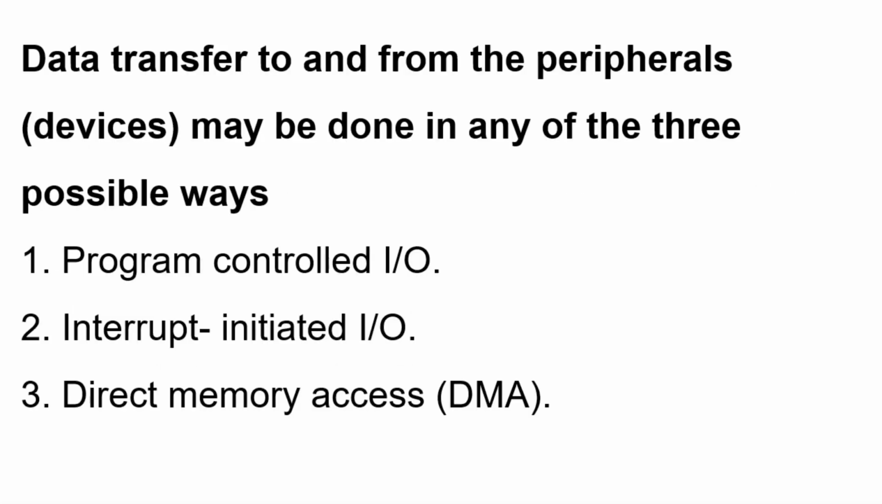Input operation, where data is transferred from input device to the processor, or output operations, where data is transferred from the processor to the output devices, can be practically implemented using three different ways. That is using program controlled I/O or interrupts or direct memory access called DMA. In this session, we will study only program controlled input output operations. The interrupts and direct memory access are covered in second module.